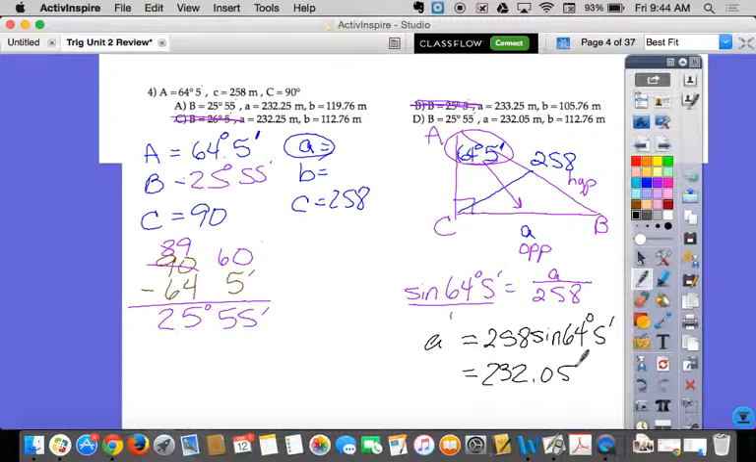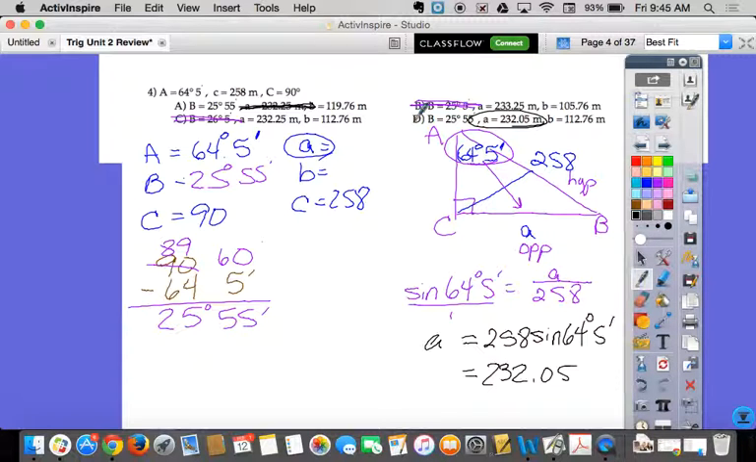So yeah, it's got to be option D because A did not have that value. So you can use that bit of information to weed it down. You really didn't even have to find side B here.